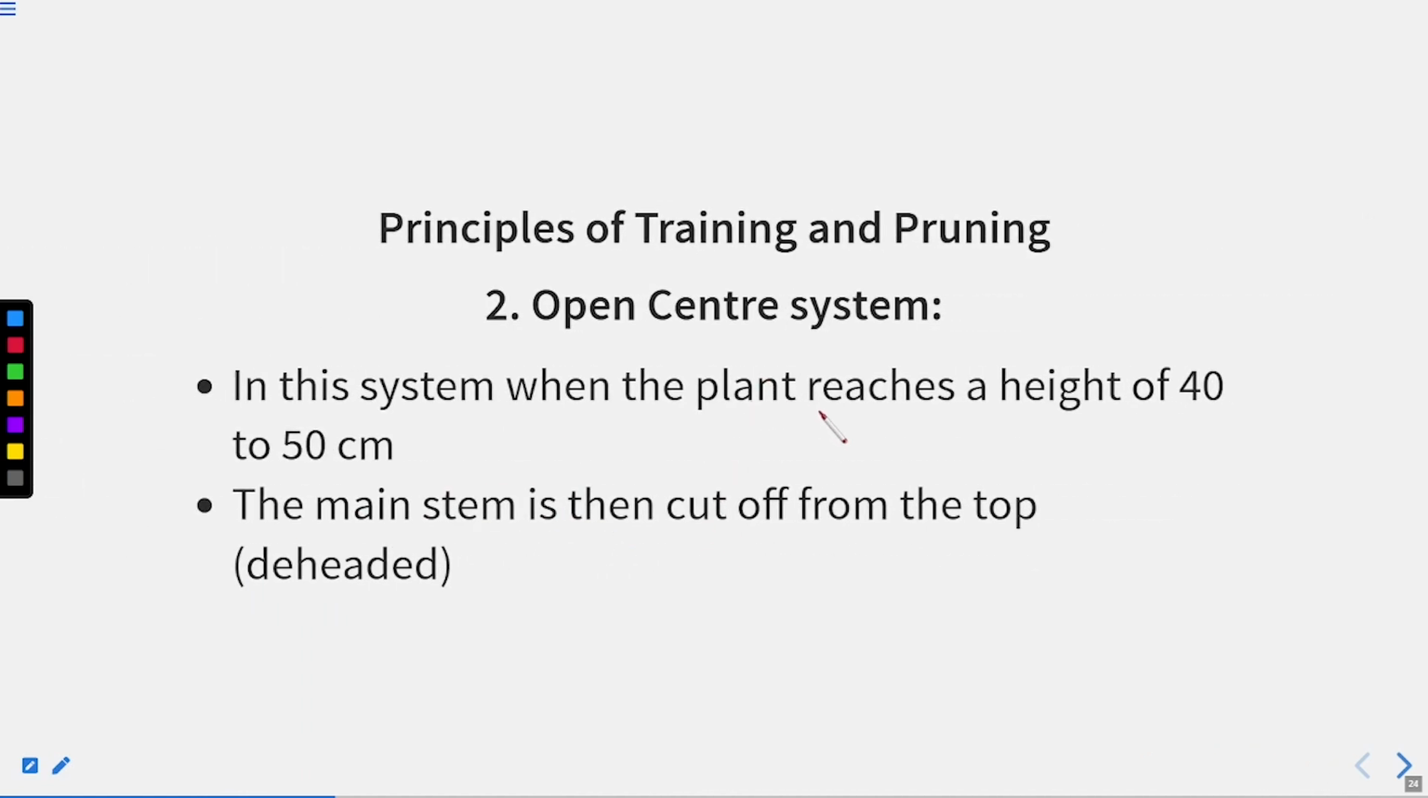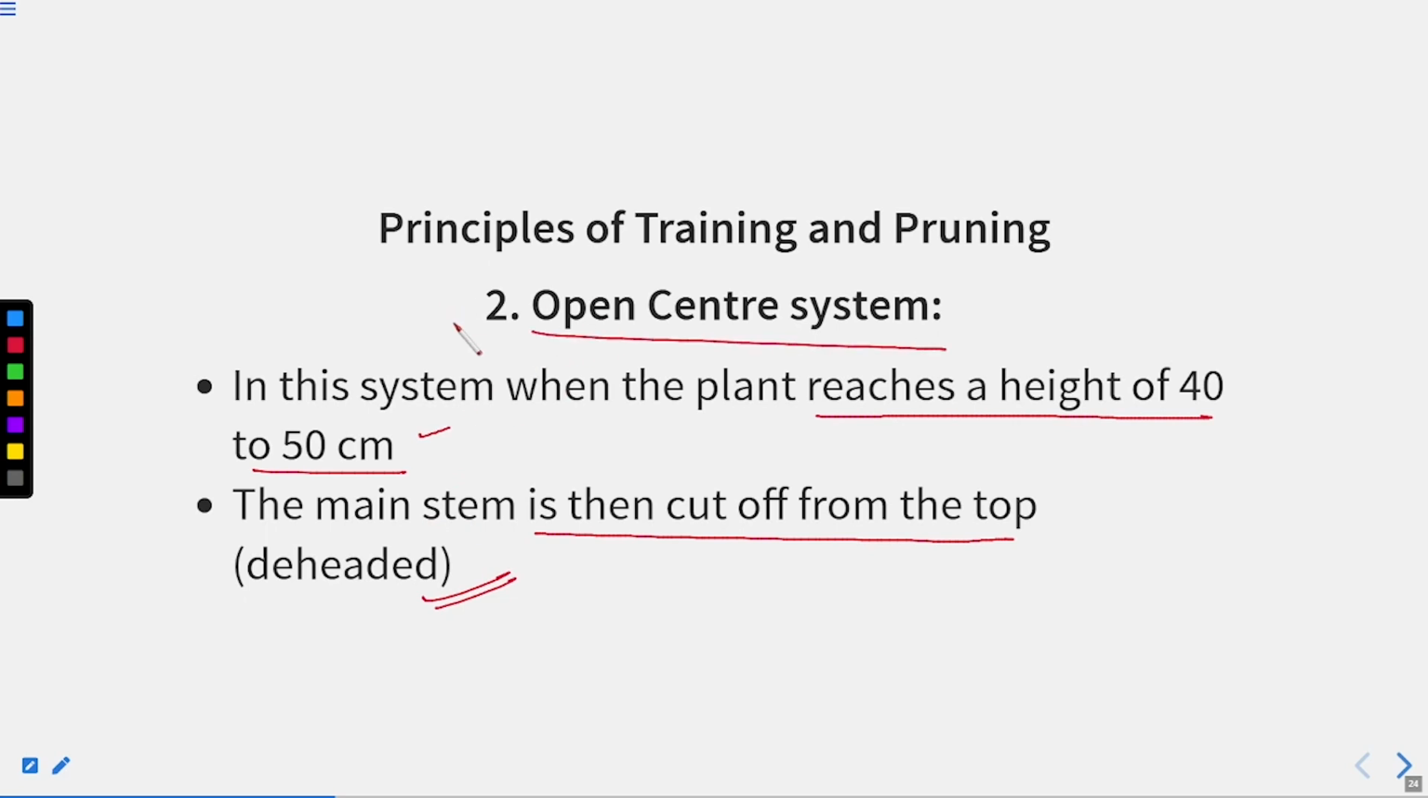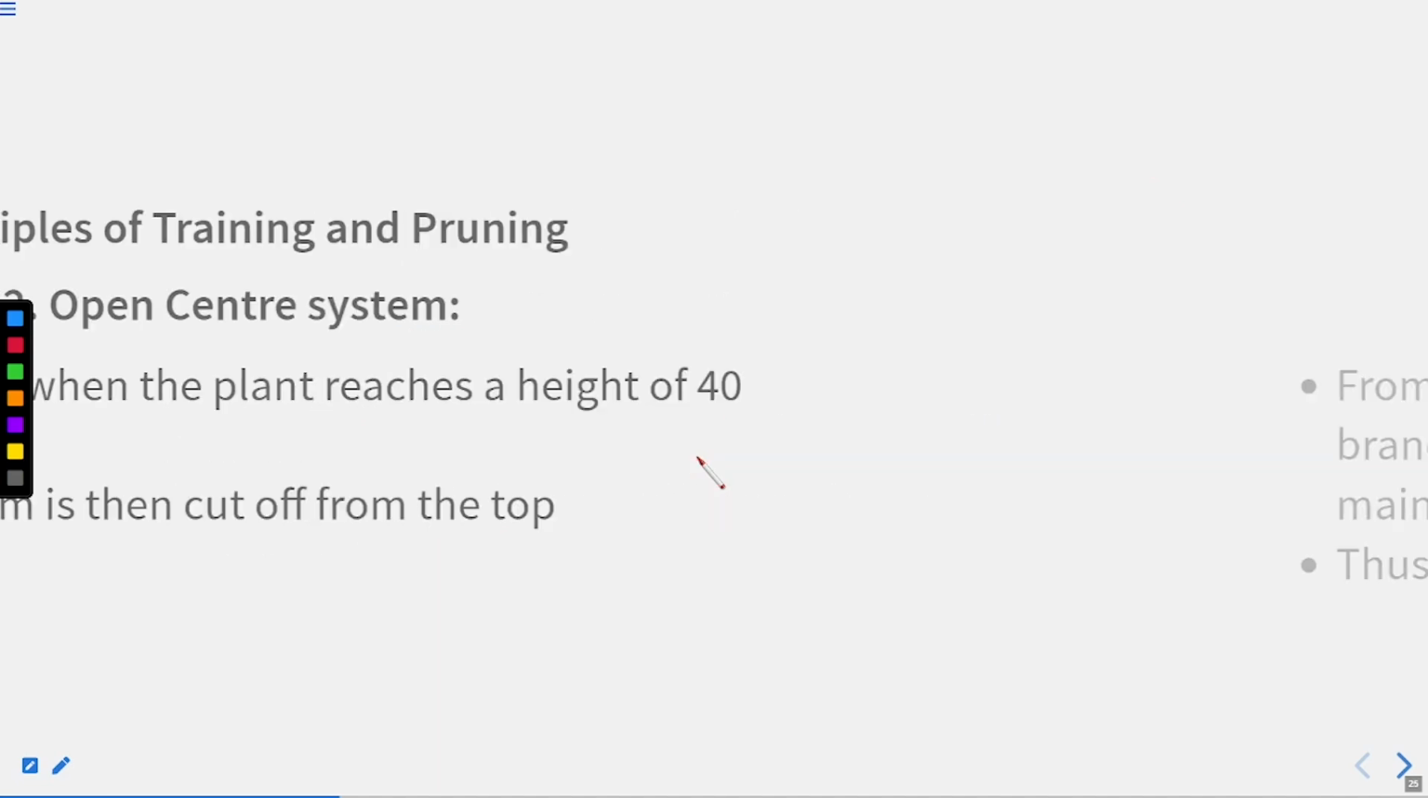In this system, when the plant reaches a height of 40 to 50 centimeter, the main stem is then cut off from the top, beheaded, right? So 40 to 50 centimeter, that is open center system. This is the second type, that is the open center system. In this system, when the plant reaches 40 to 50 centimeter, the main stem is then cut off.